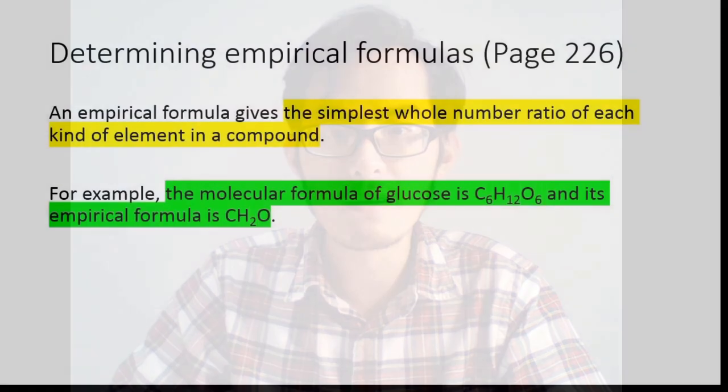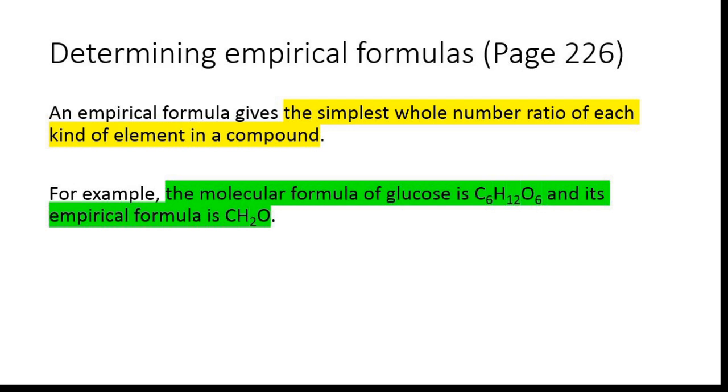We are going to look at the second part of today's lesson, which is on empirical formula. It says that an empirical formula gives the simplest whole number ratio of each kind of element in a compound. For example, the molecular formula of glucose is C6H12O6 and its empirical formula is CH2O. So the empirical formula is the simplest ratio, whereas the molecular formula is the actual chemical formula for that particular compound.